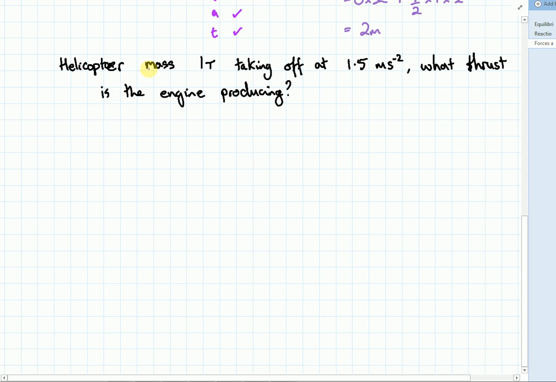Here's another question to do with a helicopter taking off. It takes off at speed, acceleration of 1.5 meters per second squared. And the helicopter weighs 1 ton. What thrust is the engine producing? Well, first of all, start off with a diagram. It doesn't mean draw a pretty picture of a helicopter. It just means consider a mass.